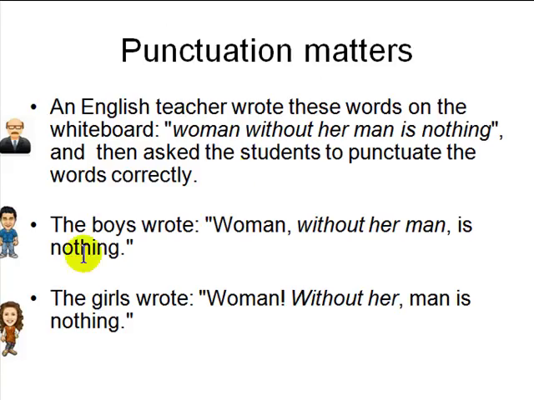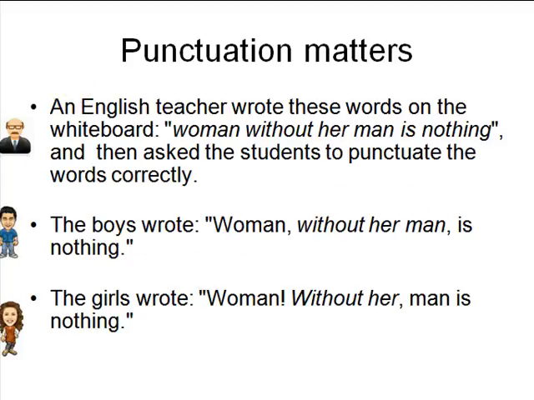So punctuation matters also. Punctuation is basically a comma or a pause. An English teacher once wrote these words on the whiteboard: woman without a man is nothing. Then asked the students to punctuate the words. So the boys wrote, woman, without her man, is nothing. The girls wrote, woman: without her, man is nothing. So just by putting a comma, you can negate the meaning of a sentence.